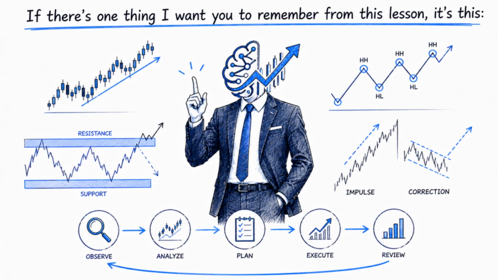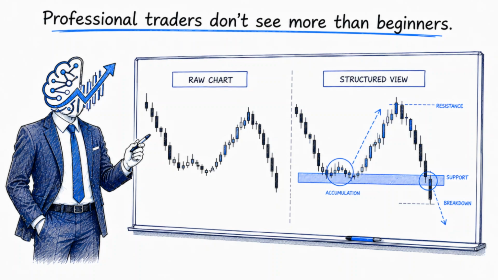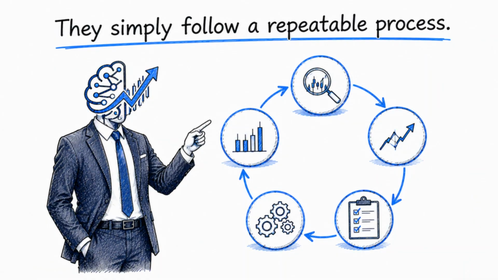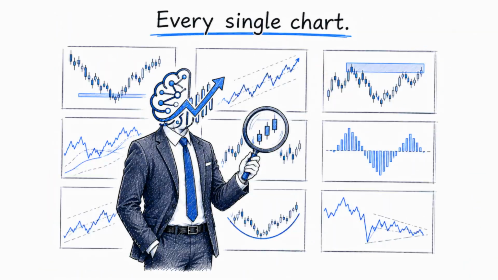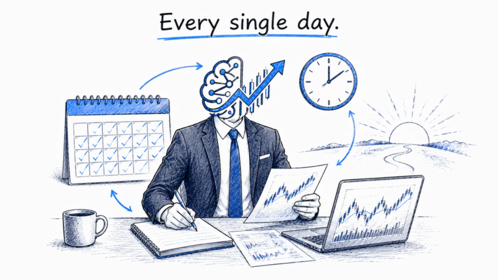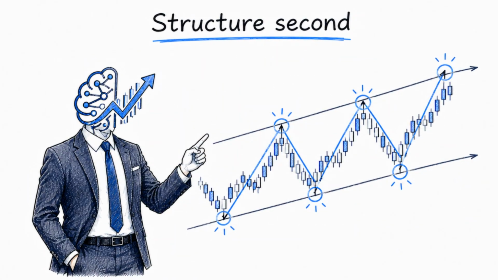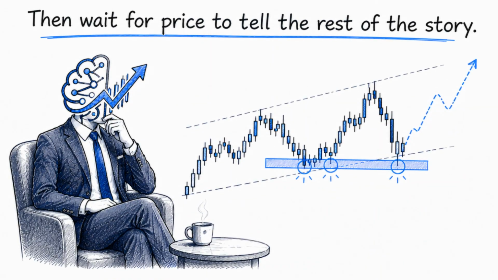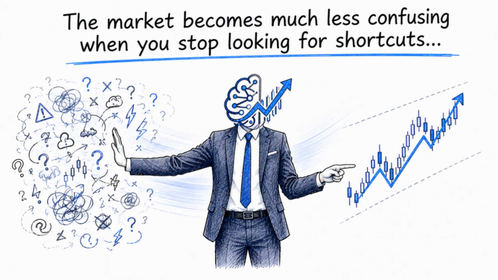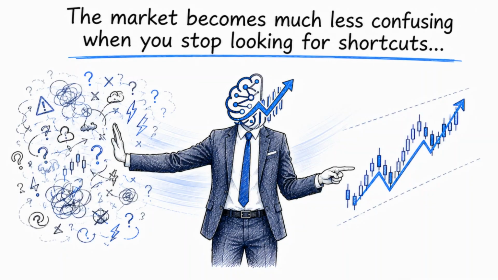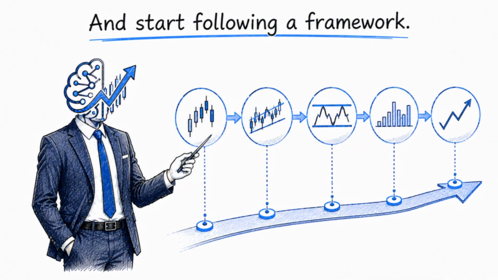Key takeaway. If there's one thing I want you to remember from this lesson, it's this. Professional traders don't see more than beginners. They simply follow a repeatable process. Every single chart, every single day. Trend first, structure second, zones third, then wait for price to tell the rest of the story. The market becomes much less confusing when you stop looking for shortcuts and start following a framework.